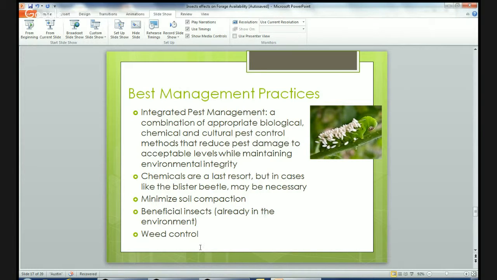And weed control. I mean, it goes both ways. Of course, we don't like weeds because our livestock don't like to eat weeds. But if it's a weed that is going to attract more of that particular insect, you also want to make sure you don't have those.